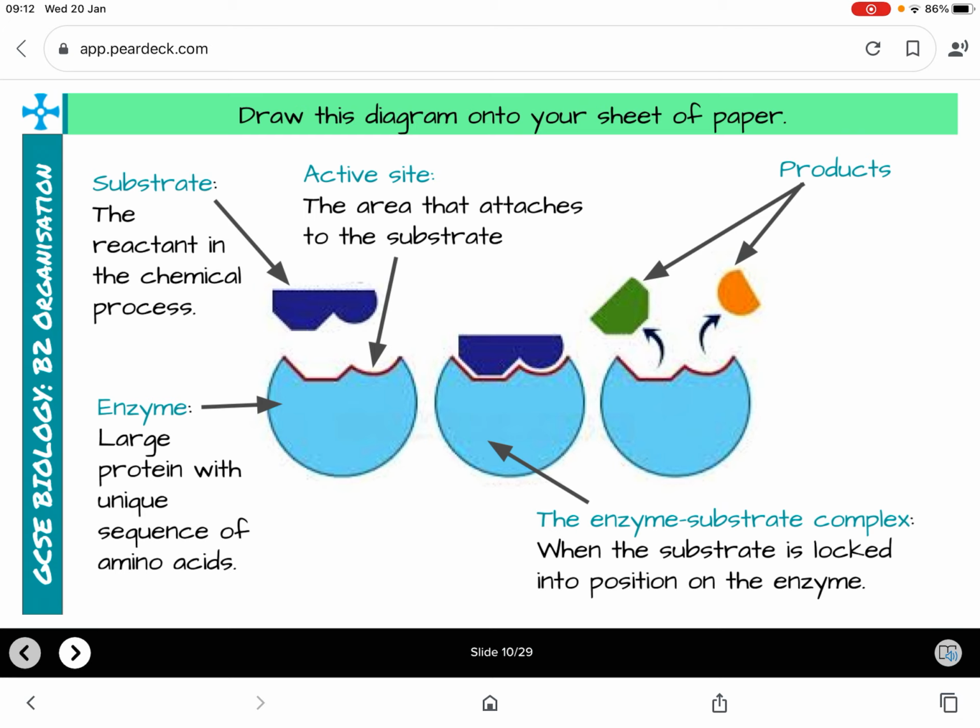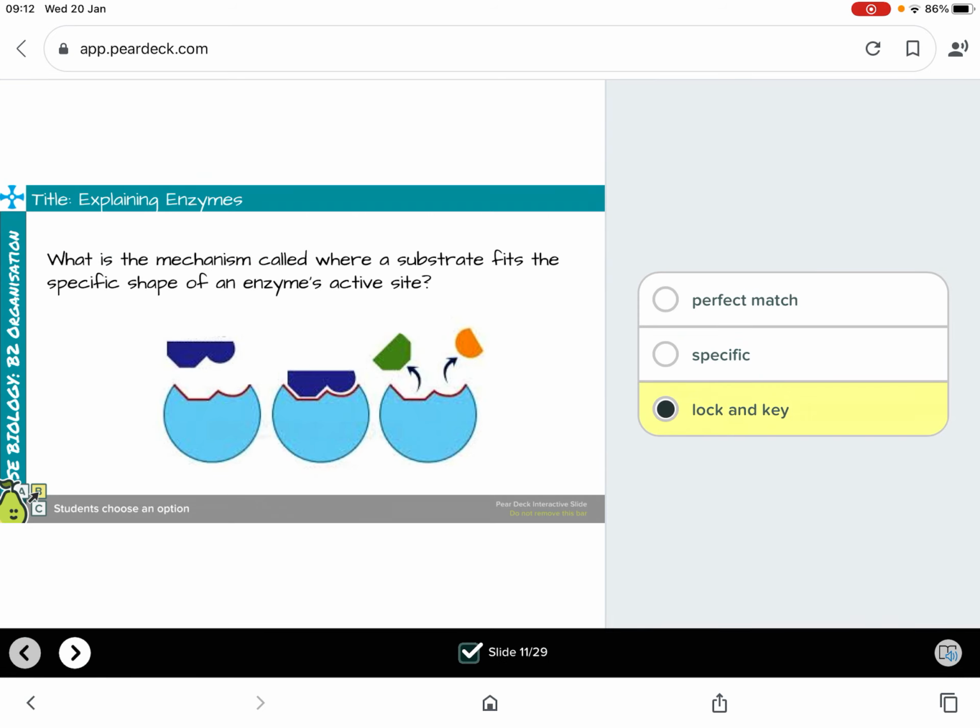And then while they're locked in, the reaction happens, breaking those molecules apart. In this case, breaking them apart. They could also be connected together. And the thing that comes out then are the products. So the things that are produced are products. So if you drew this diagram, then these questions were super easy.